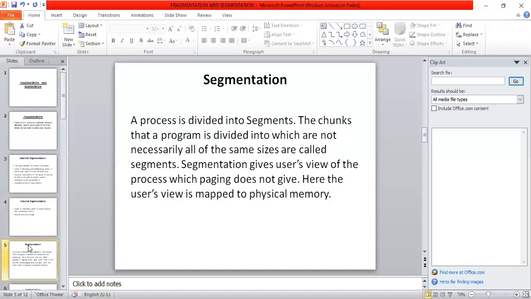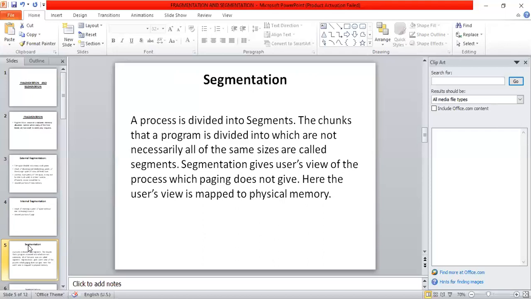The other topic is segmentation. In segmentation, basically a process is divided into segments. The chunks that a program is divided into, which are not necessarily all of the same sizes, are called segments. Segmentation gives users a view of the process which paging does not give. Here the user's view is mapped into physical memory.